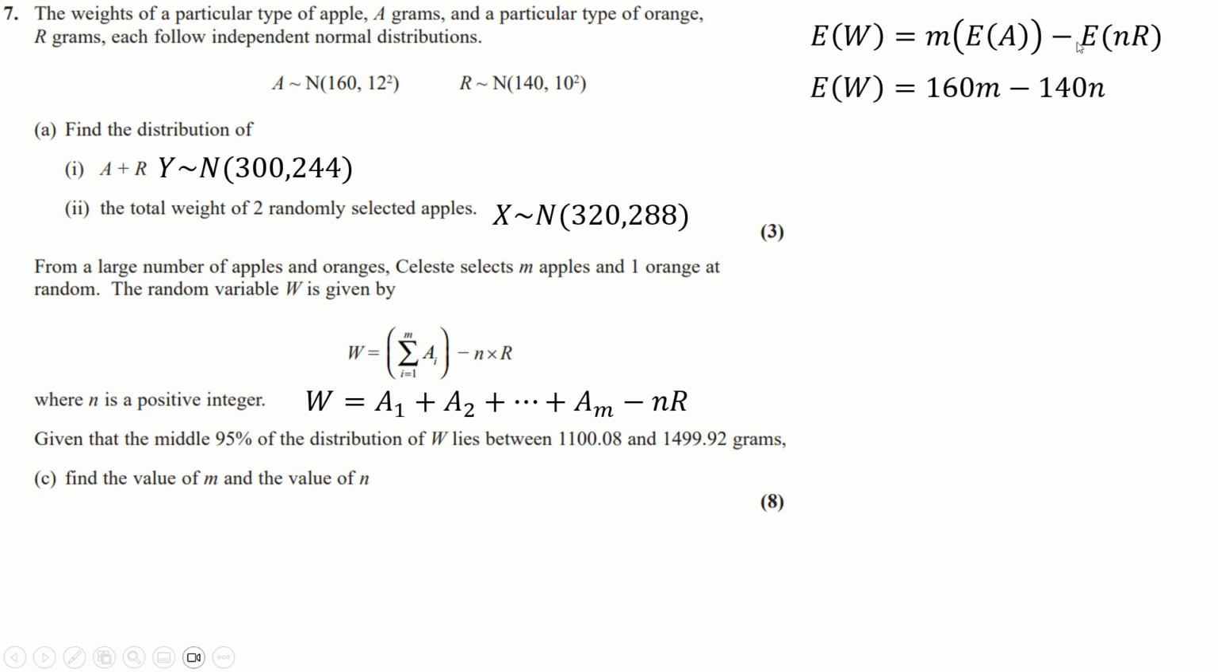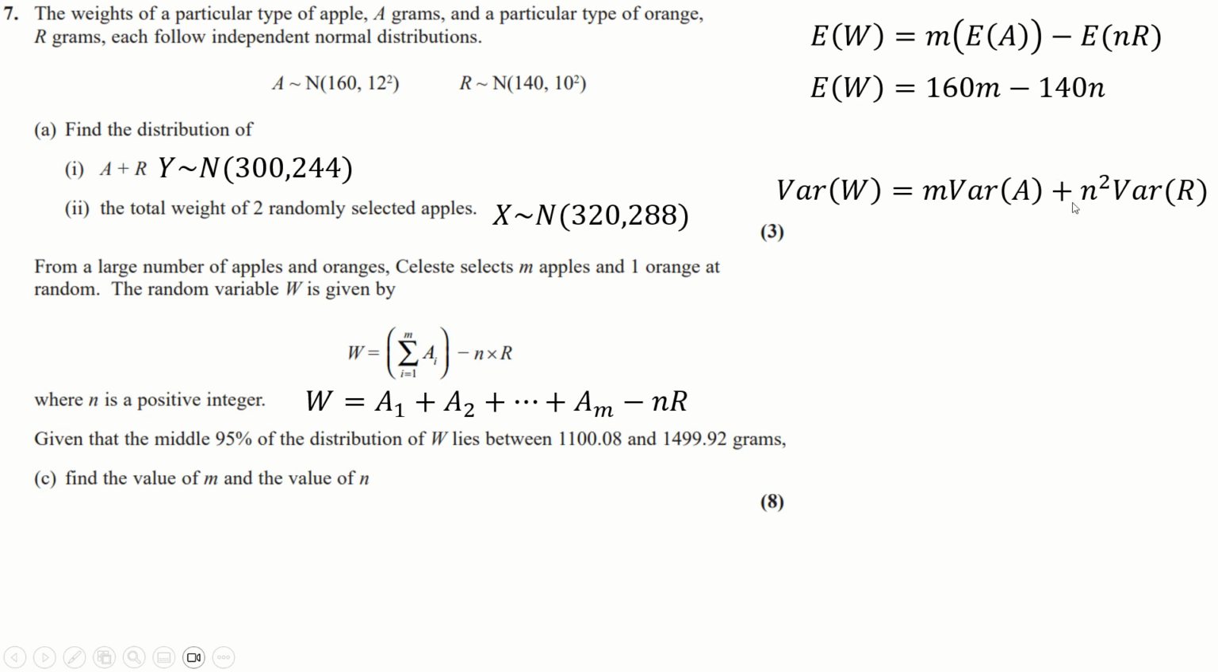So you just get M times the expected value of A, which is 160, minus N times the expected value of R, which is 140, and that's our expected value for W. Now, I think I then started talking about the variance, and again, because you're timesing this one by something, that variance is going to square.